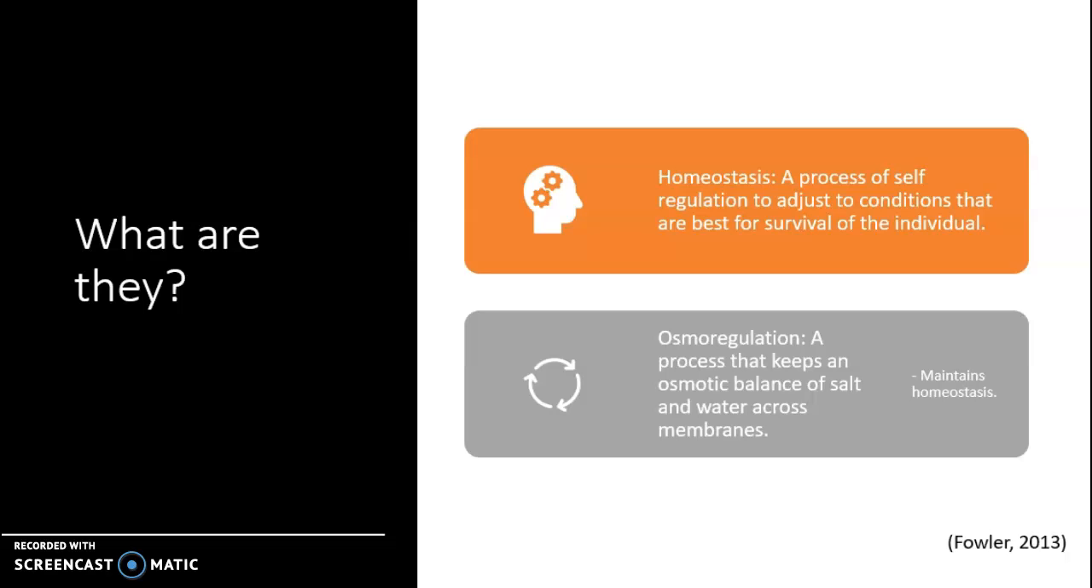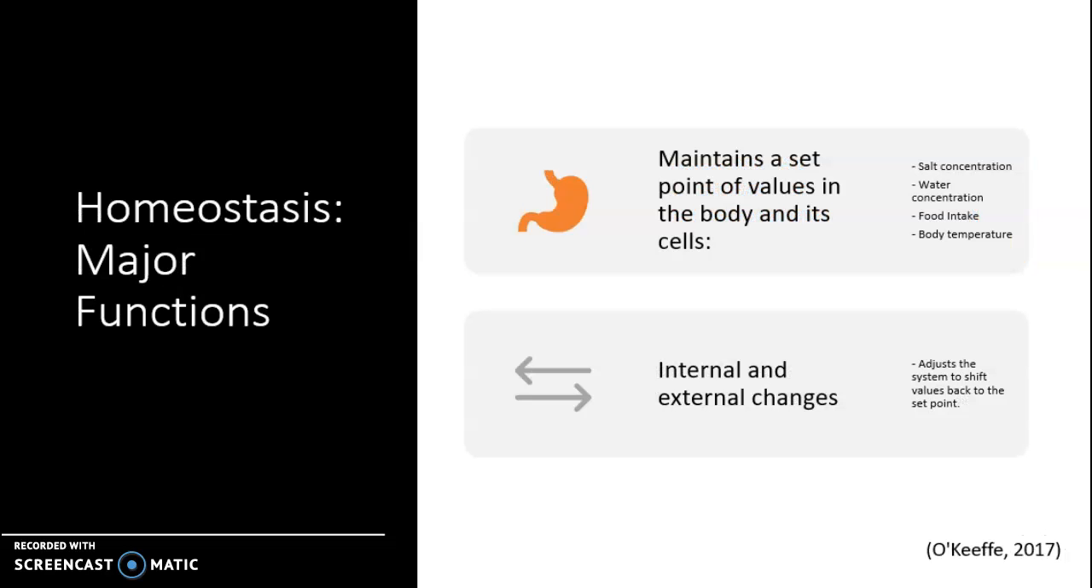So osmoregulation is a process that keeps the osmotic balance of salt and water across your membrane, so it actually maintains homeostasis. It's really a form of osmosis, transferring water around to different membranes. So the major function of homeostasis, like we said before, is that it maintains a set point of values in the body of its cells. So we're looking at salt concentration, water concentration, food intake, and body temperature. And then when some type of change occurs, whether internal or external, your body will adjust the system to shift back to that set point.